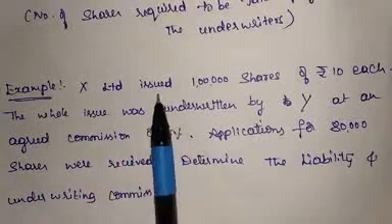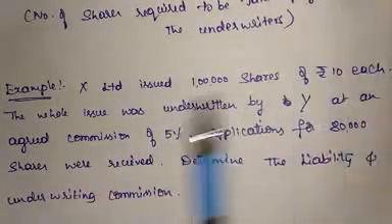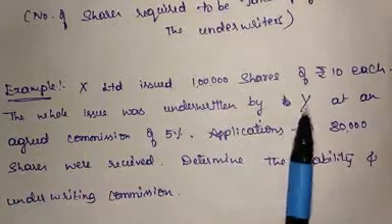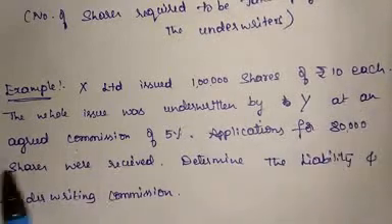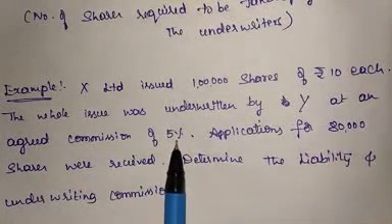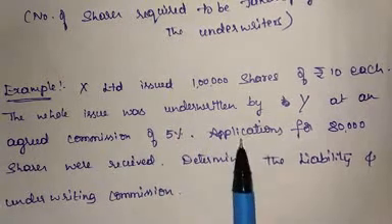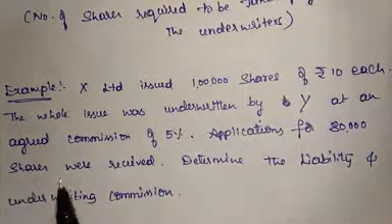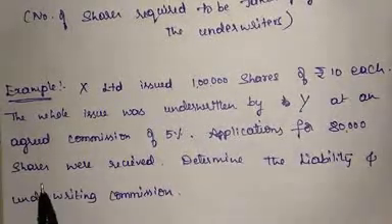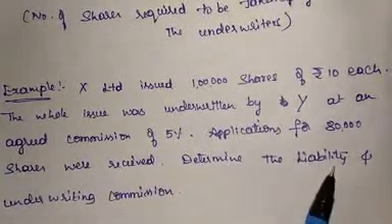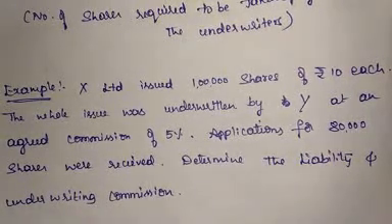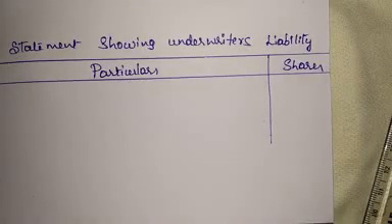X Limited issued 1 lakh shares of 10 each. The whole issue was underwritten by Y. Y is a single underwriter at an agreed commission of 5%. Commission is payable on issue price. Remember, applications for 80,000 shares were received. So from the public, 80,000 applications were received. Determine the liability of the underwriter and underwriting commission. We'll see this. Here is a format.